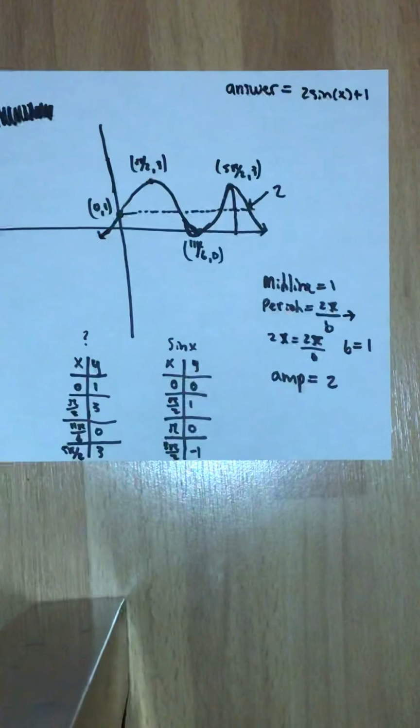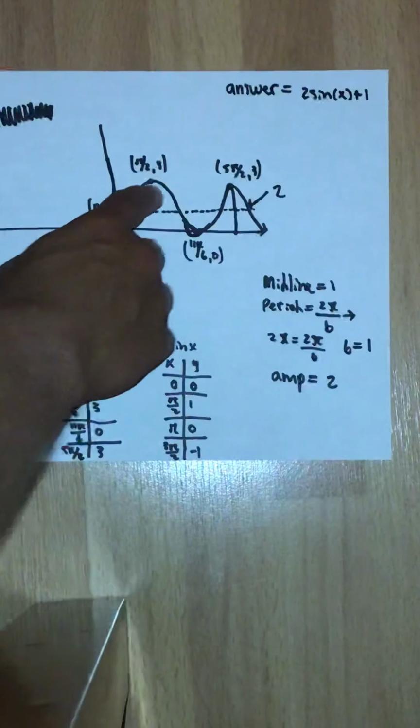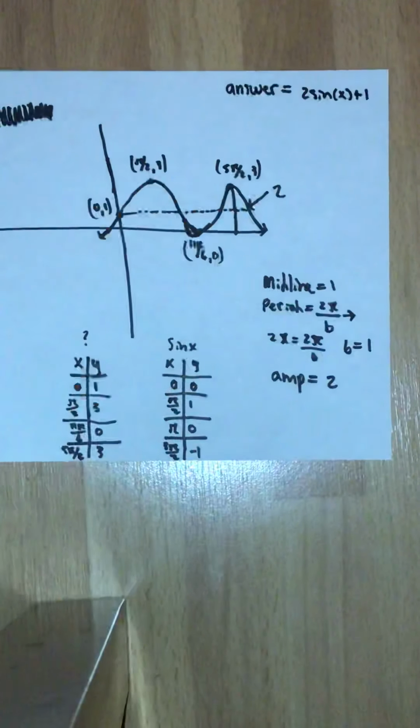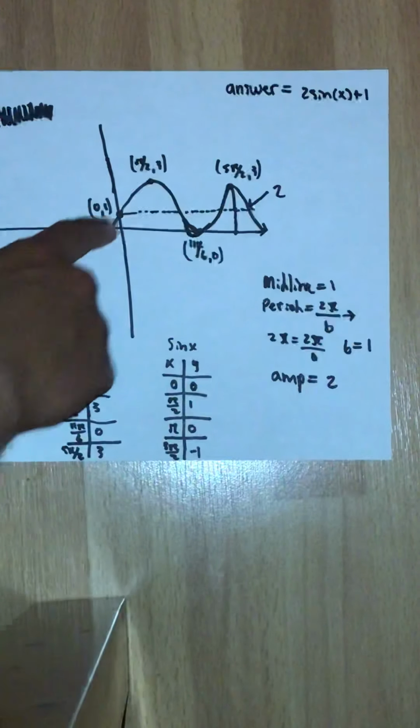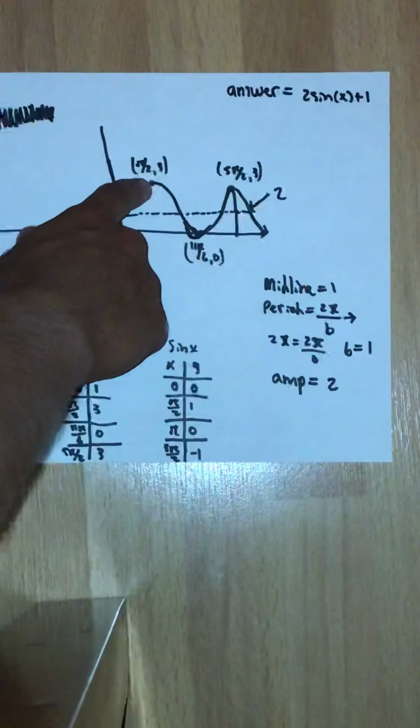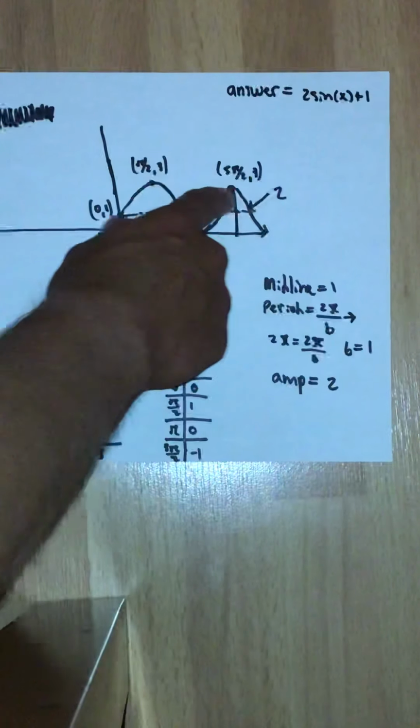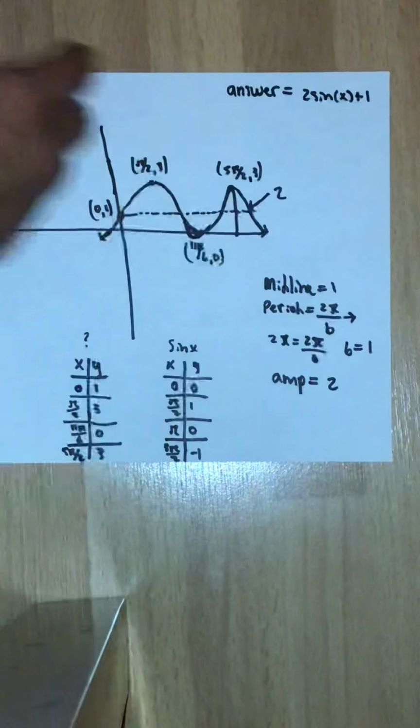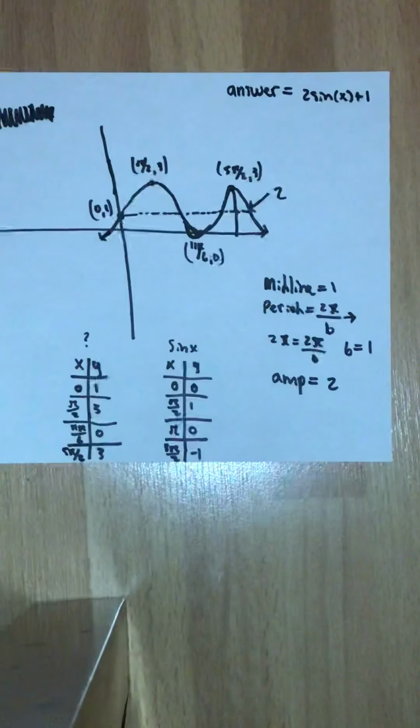Second thing I noticed is that the period is 2 pi. The reason I found this out is because pi over 2 is the peak, and after one complete cycle, 5 pi over 2 is the next x value. 2 pi plus pi over 2 is 5 pi over 2.